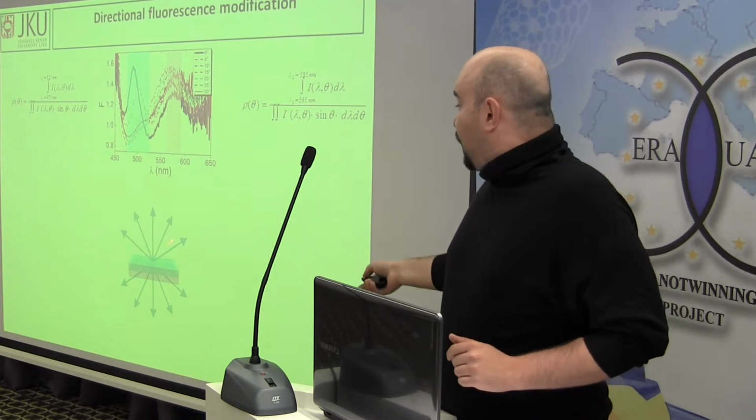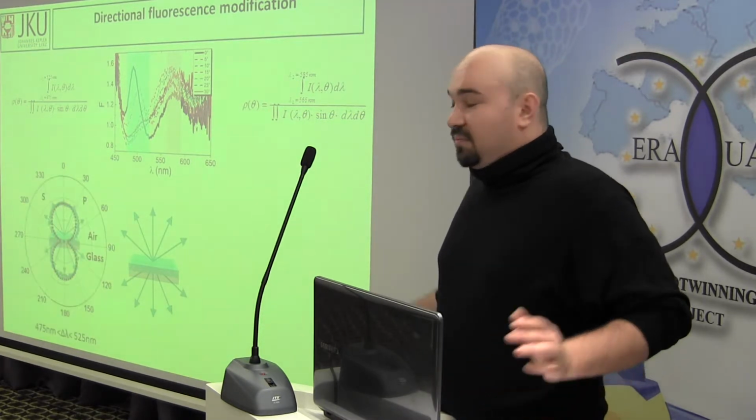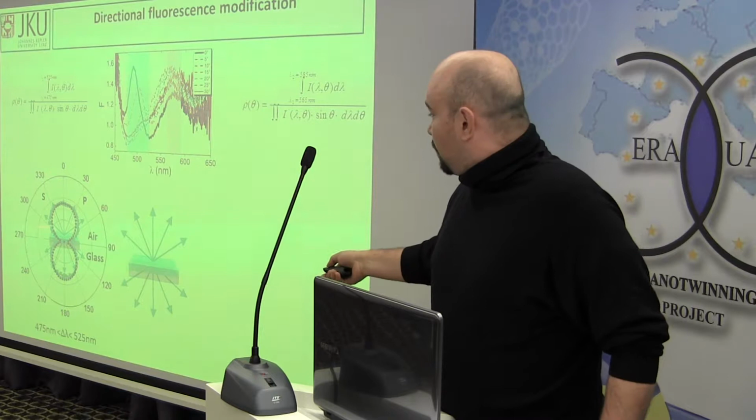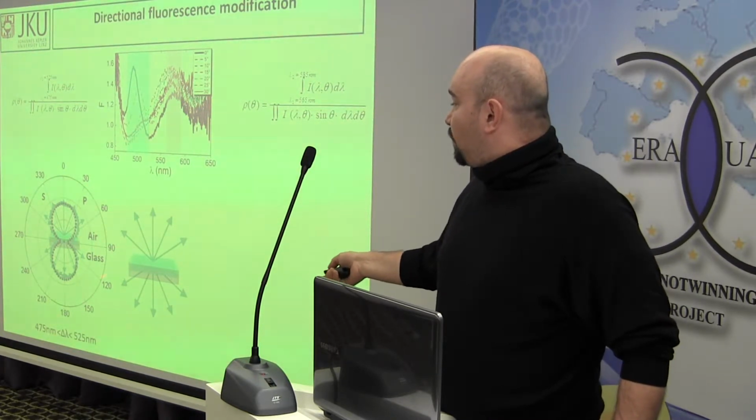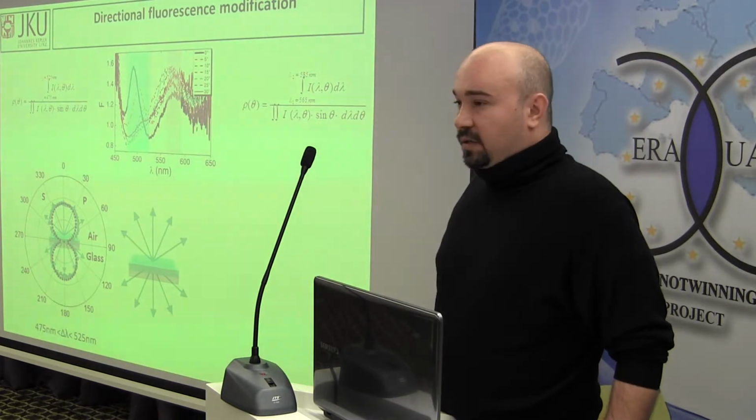When we start with the plain film, what we see is nothing special. In the upper part is the fluorescence to the air. In the lower part, the fluorescence to the glass. We have S and P polarization.